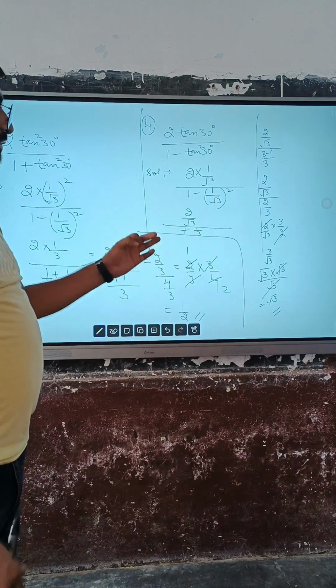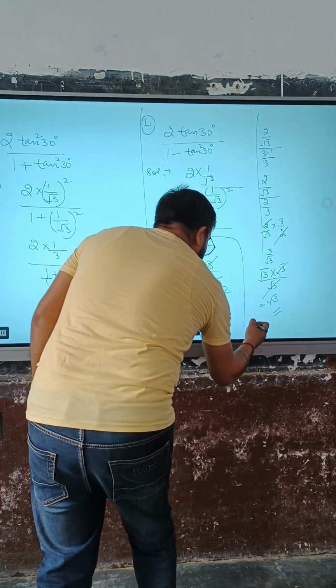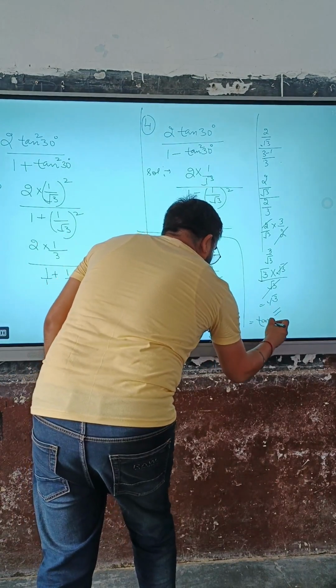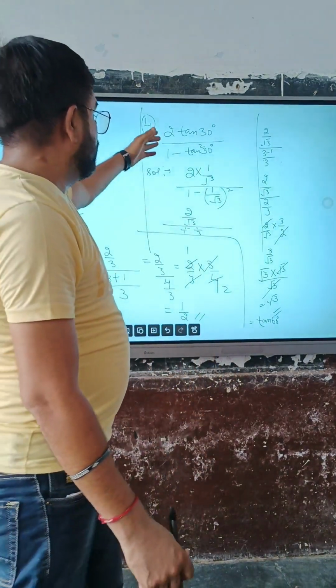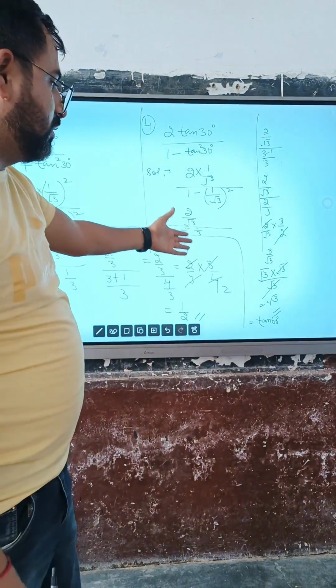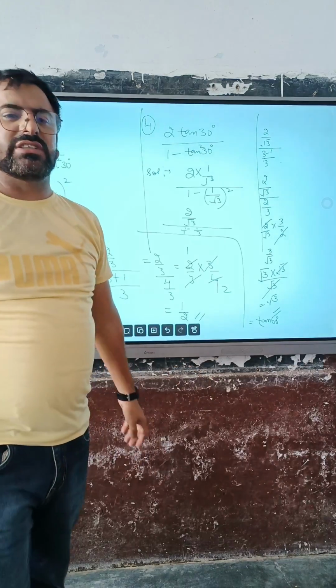If we have to give this answer as a tan of an angle, the value of tan 60 is root 3. So we can say that the value of this expression is root 3, and we can say the value of this expression is tan 60.